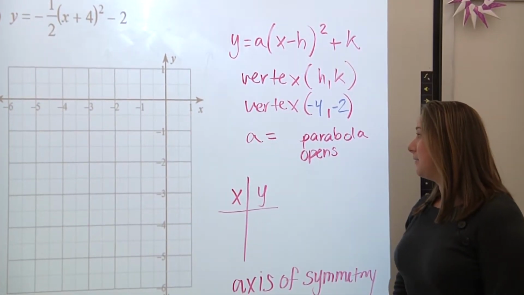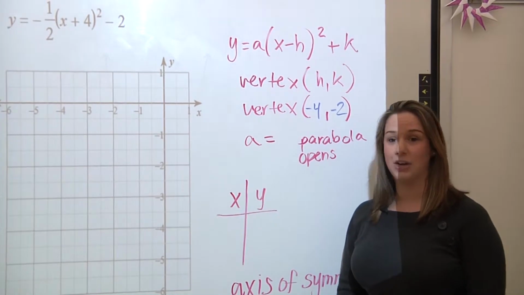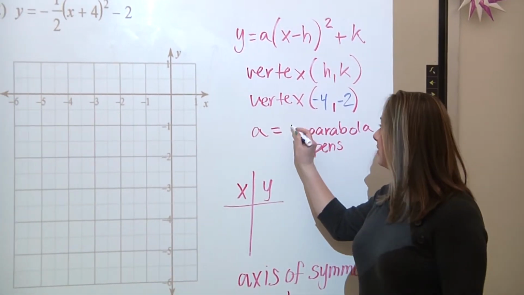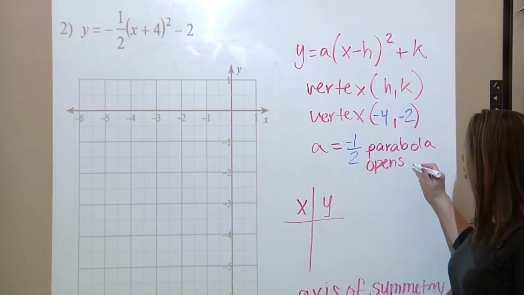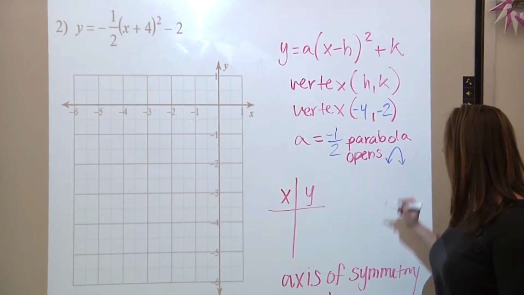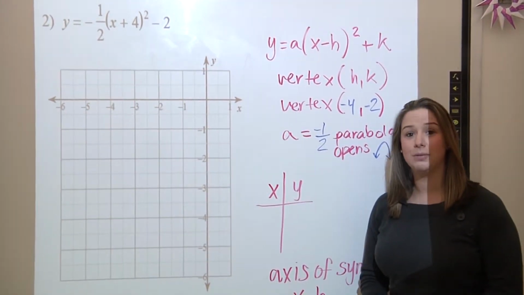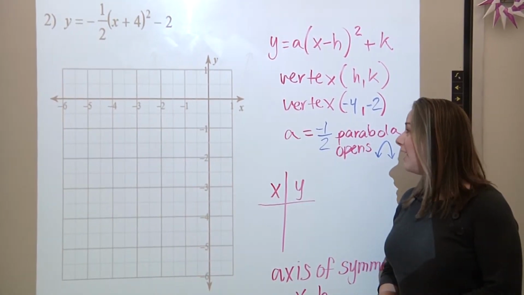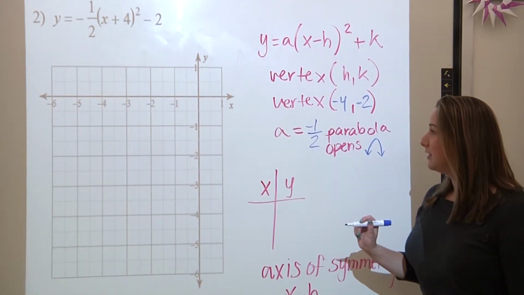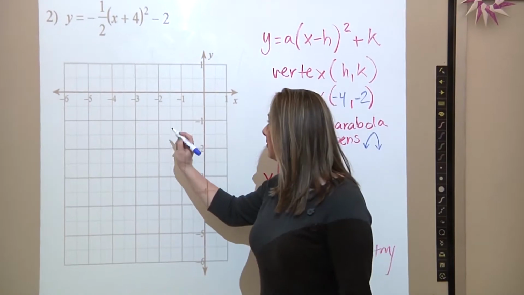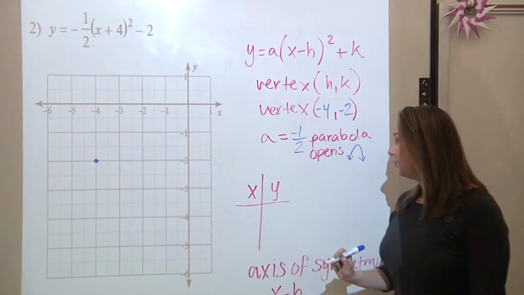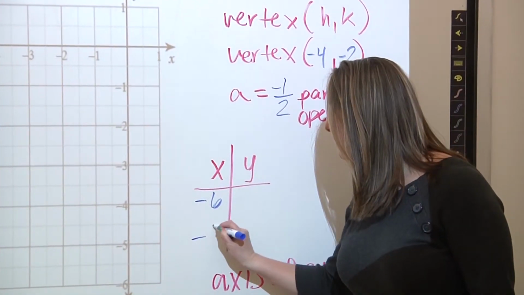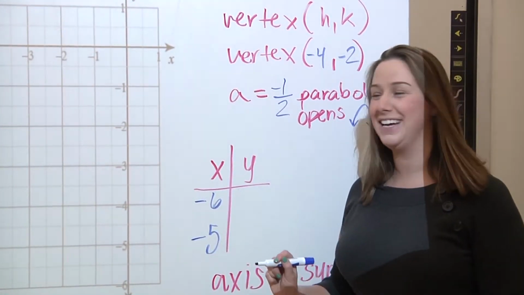Now let's identify if our parabola opens up or down based on our a value. Our a value is -1/2, so that's going to mean that our parabola opens down. And again, notice how these parabolas are U-shaped. Let's plot the vertex. For this problem, I'm going to use -6 and -5.